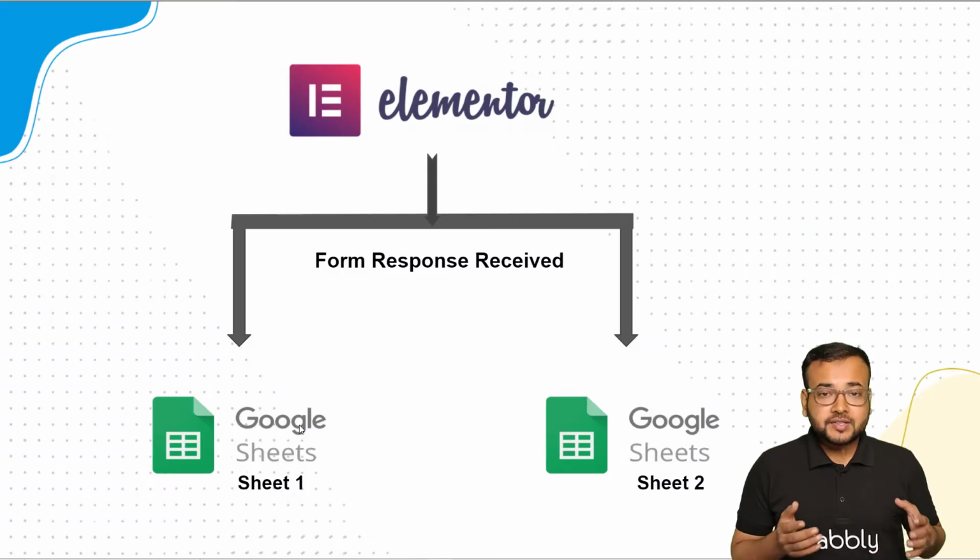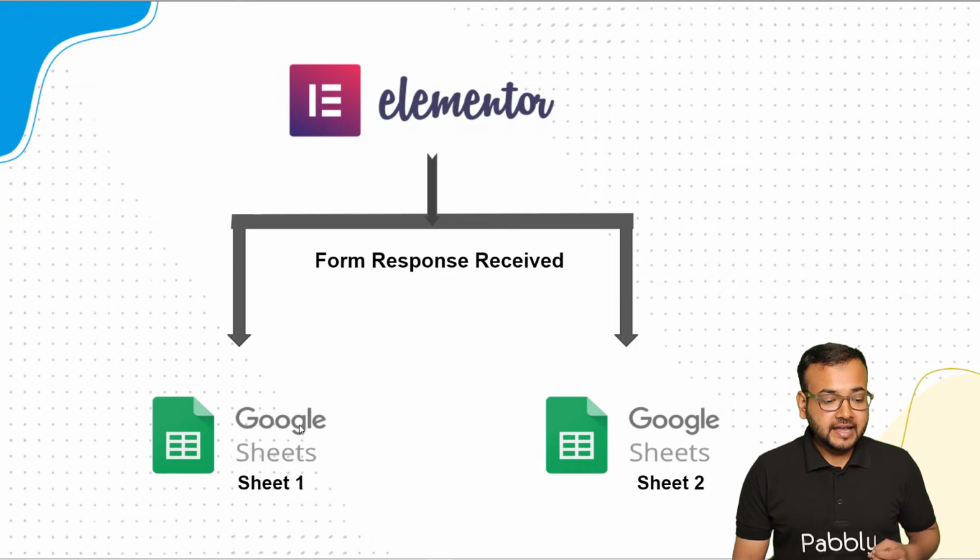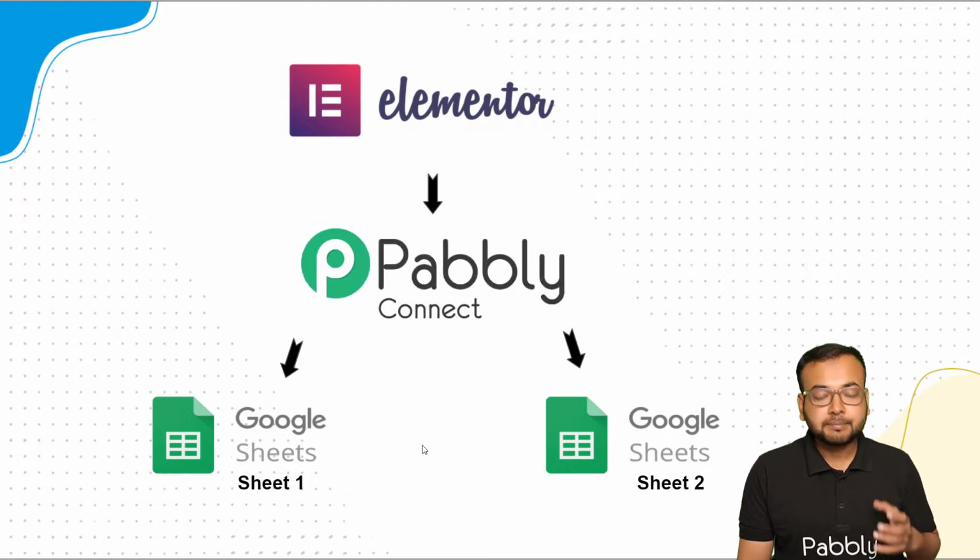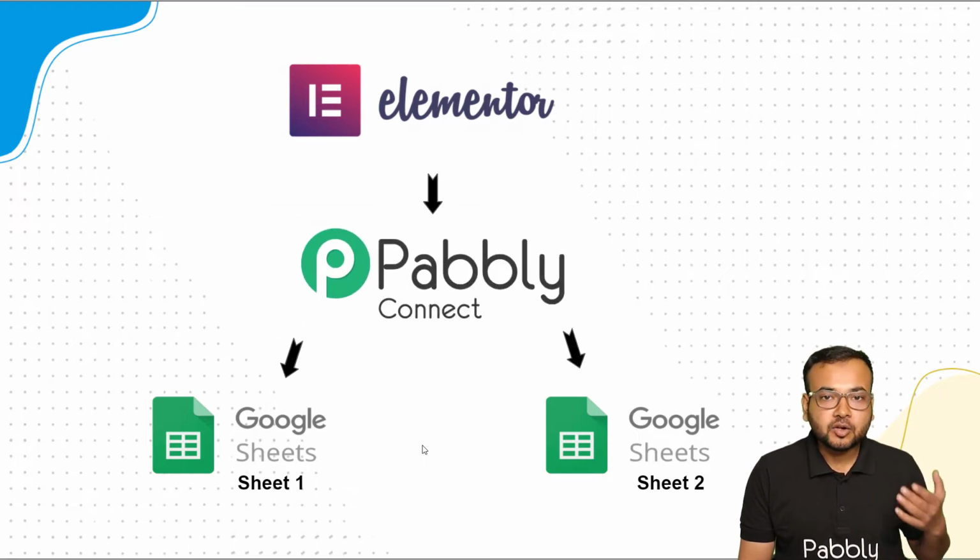So guys, the flow of this automation will look something like this: when you receive a form submission with the help of Elementor form, the data of that person according to the selected choice will be delivered to different sheets you have created in Google Sheets application like this. You can have 2 or 3 or any number of sheets where you can transfer that data. And guys, to create this automation we are using Pabbly Connect, which is an integration and automation tool. So guys, let's start this automation together.